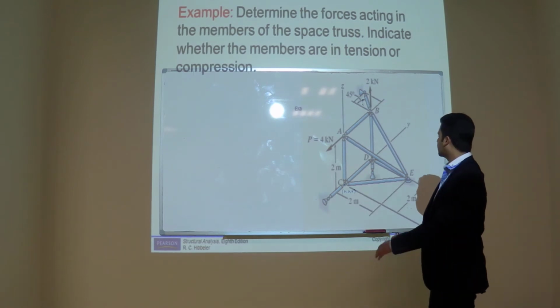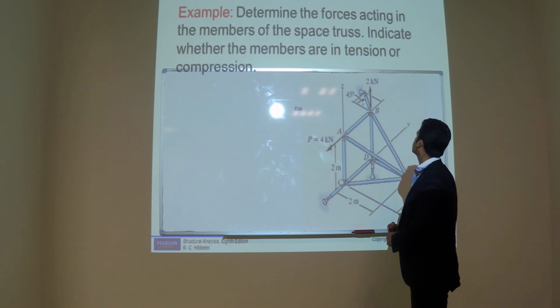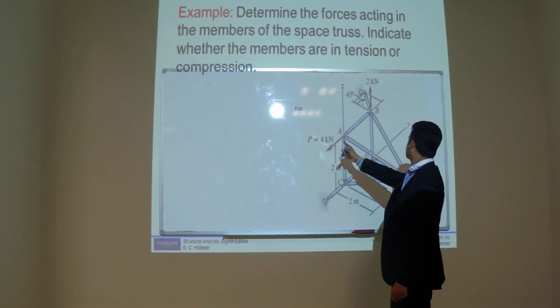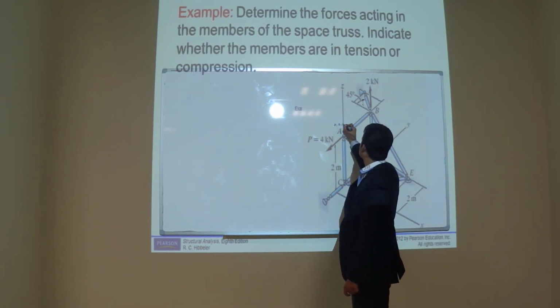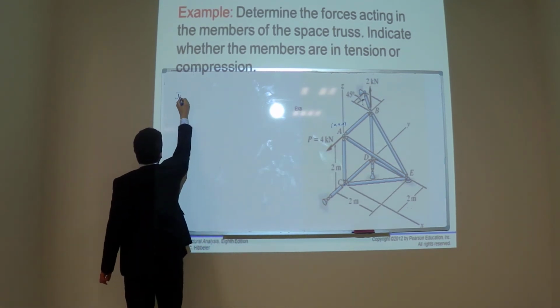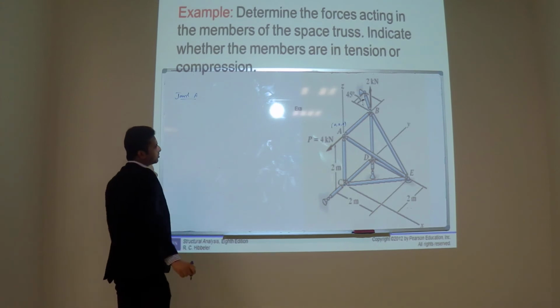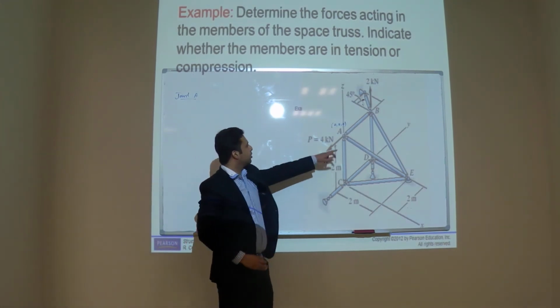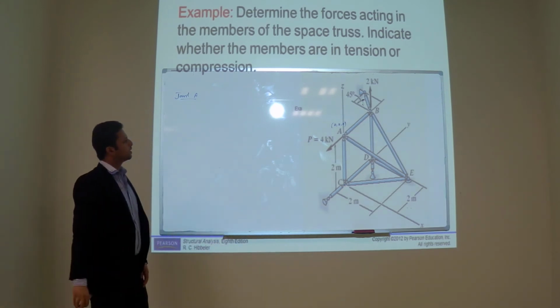Like for example, if you consider this point as 0, 0, 0, joint A. Let's solve joint A. So it means that now this is our origin. So you have how many forces?